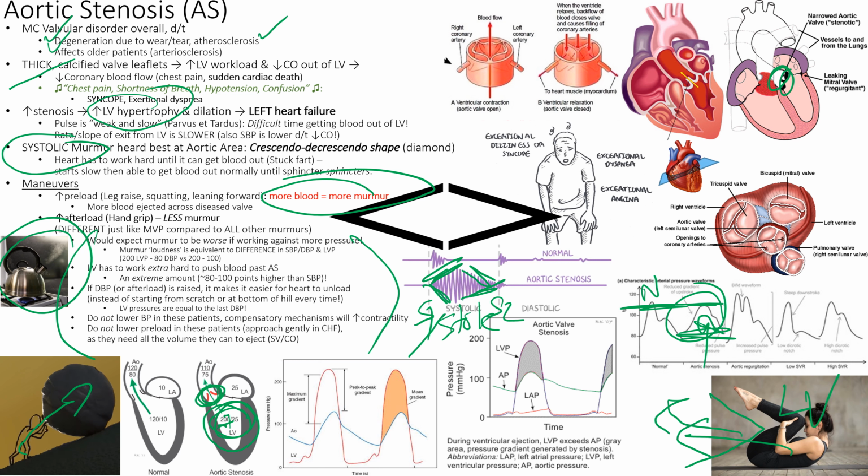So if you increase preload, then you're going to have more blood, so you're going to have more of the sound. But if you increase afterload, then you're going to have less of the sound. So the rules of valves are: more blood, more murmur, more afterload, more murmur. The exceptions are aortic stenosis and mitral valve prolapse. So mitral valve prolapse is both exceptions. It's more blood, less murmur, and more afterload, less murmur. That's for mitral valve prolapse. For aortic stenosis, the exception is the afterload piece. More blood, more murmur, that checks off, right? But more afterload, less murmur.